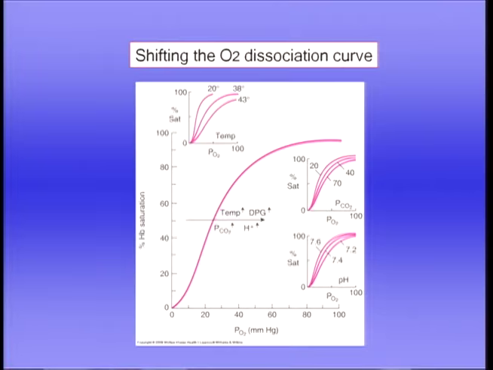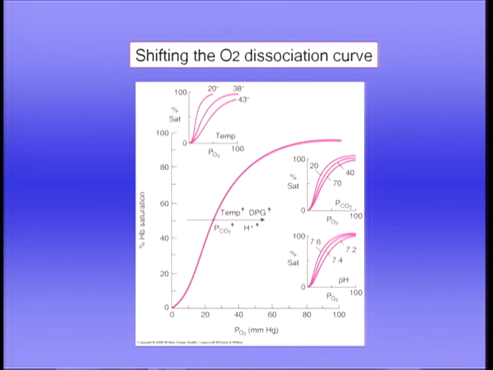Now, the oxygen dissociation curve is shifted under various conditions, and these are very important. Now, we talk of shifts of the oxygen dissociation curve. We could also talk of changes in the oxygen affinity of the hemoglobin, because if we shift the curve to the left, for example, the saturation or the concentration for a given PO2 is increased. So that means that we've increased the oxygen affinity of the hemoglobin.